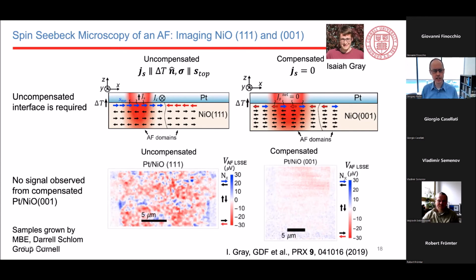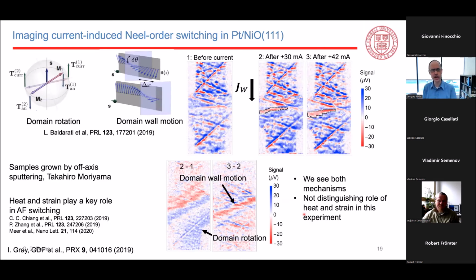So these are samples grown by MBE in Darrell Schlom's lab. And what you see is the 111 sample gives us nice contrast. In the 001 sample, we get essentially no signal at all. So then we can do these measurements where we're trying to apply currents to the samples and create changes in the Néel order of the antiferromagnet.